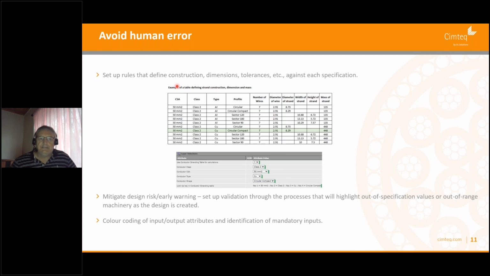This again is an example of automating. So this is a conductor table, and this is an example of the layer in the conductor layer. So a designer would choose the class of conductor, the area, the type, and the profile. It will match these to the first four columns in the table, and then it will populate all the values that you've got in the table. And this table can grow. It can be more than just this. This is just an example.